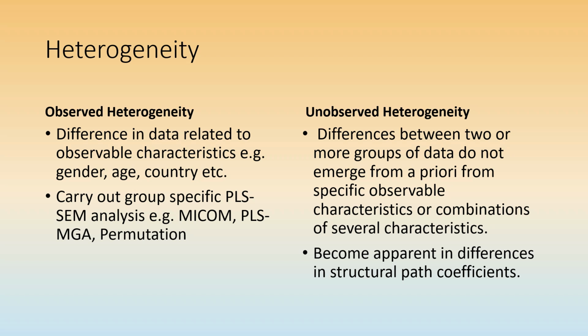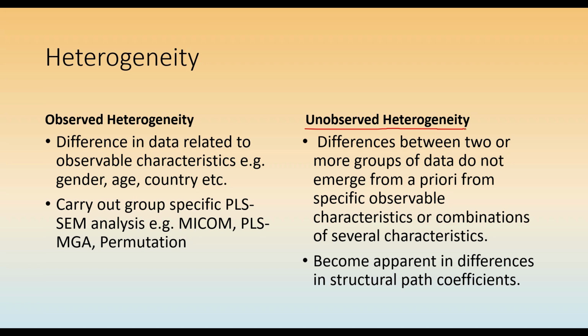On the contrary, unobserved heterogeneity implies that the differences between two or more groups of data do not emerge a priori from a specific observable characteristic or a combination of several characteristics, but they become apparent when differences in structural path coefficients are observed. If you find that you have enough segments in your model, you may need to run a multi-group analysis where you check if there is a difference between the results in both segments, and before that you also need to run MICOM to check if measurement model invariance is present across both segments.